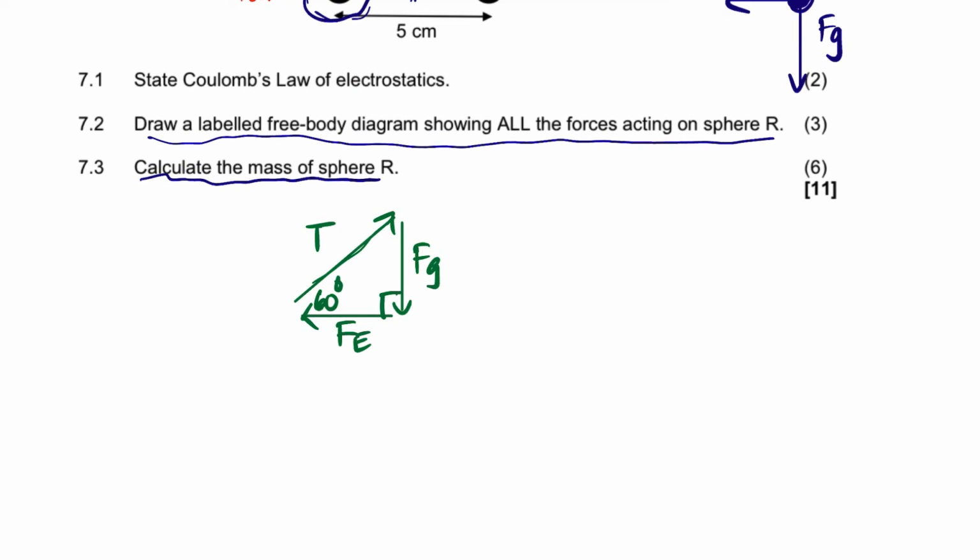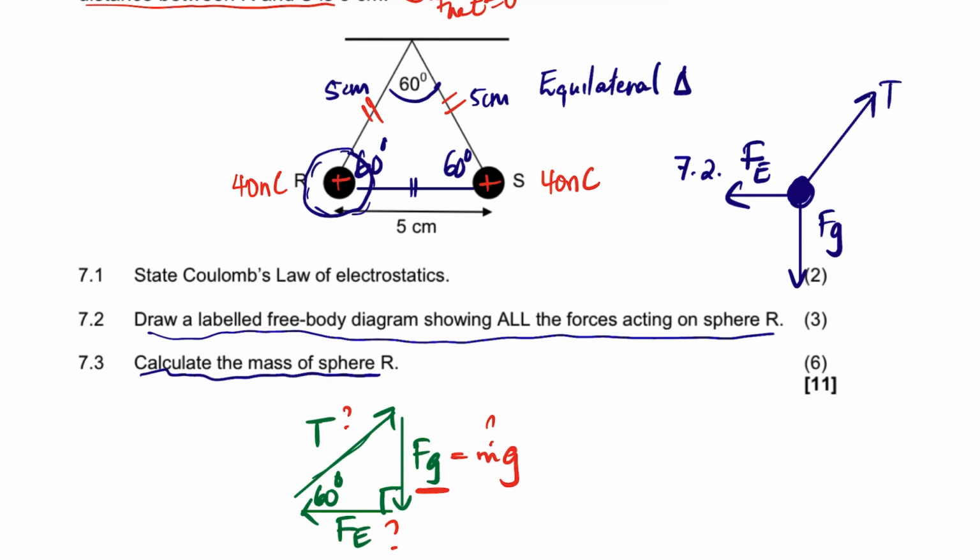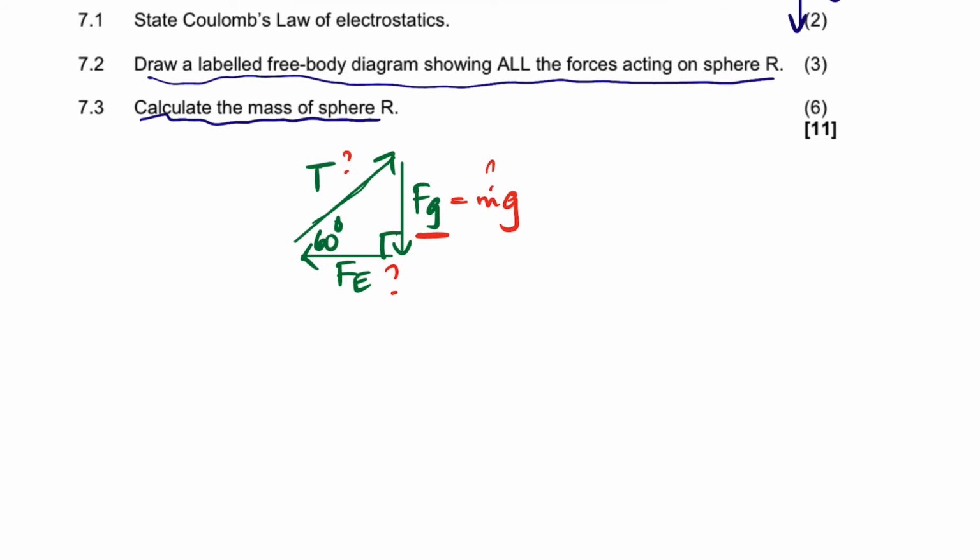So now to calculate this, guys, you're not given the tension, and they want the mass. We're looking for the mass. That means you have to get the gravitational force. But before you get the gravitational force, you must get the electrostatic force. The electrostatic force is easy to get because you have both charges and the distance between them. So what are we going to do? I'm going to calculate that electrostatic force.